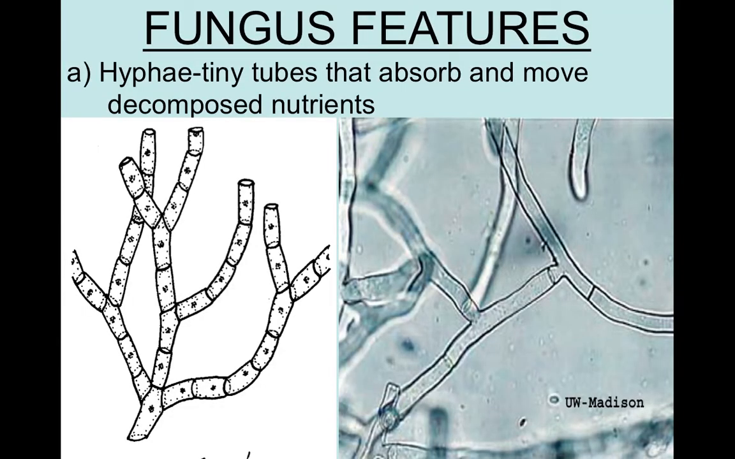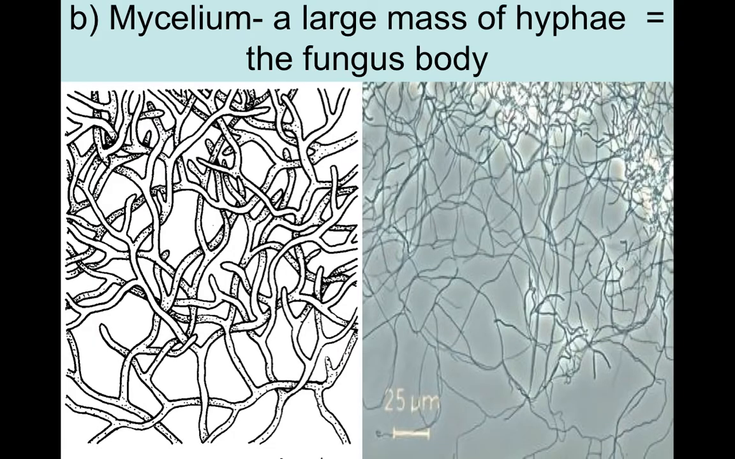So here's what a body of a fungus actually looks like, and for some reason they have two terms for this. If they're on a smaller scale, the term is hyphae, and these are tiny tubes that absorb and move decomposed nutrients around. Basically this is what the honey mushroom looks like underground. This is why it's all spread out. And then when there's a large mass of hyphae, the term is mycelium, and mycelium is generally seen as the fungus's body. So a whole bunch of hyphae creates mycelium, and that's what a fungus is.